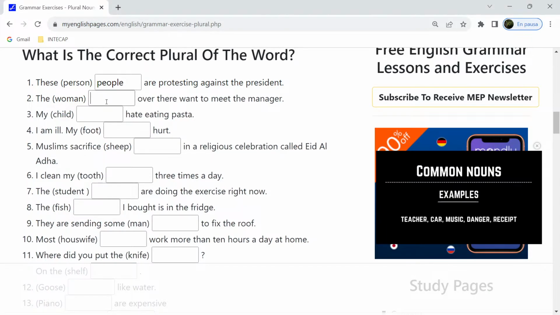Women. The women over there want to meet the manager. Cool, that's it. Thank you very much. The women over there want to meet the manager. Thank you very much. I really appreciate it. Now let's see number three. Dawson, do you have it?